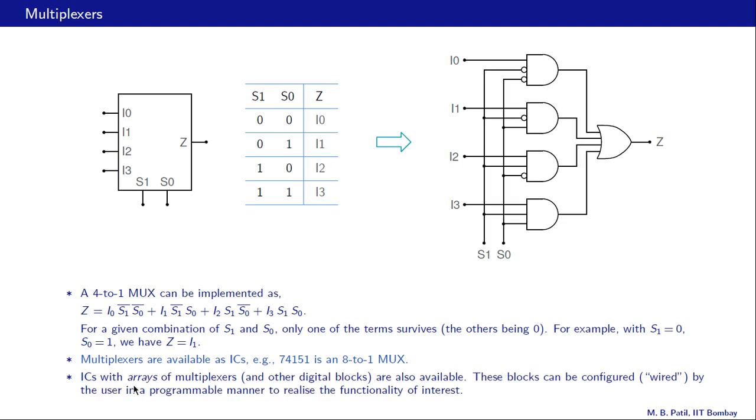Also, ICs with arrays of multiplexers and other digital blocks are available. These blocks can be configured or wired by the user in a programmable manner to realize the functionality of interest. And this style of design is now increasingly popular, increasingly common, because the cost has been coming down, and this programmable functionality is a very big advantage.